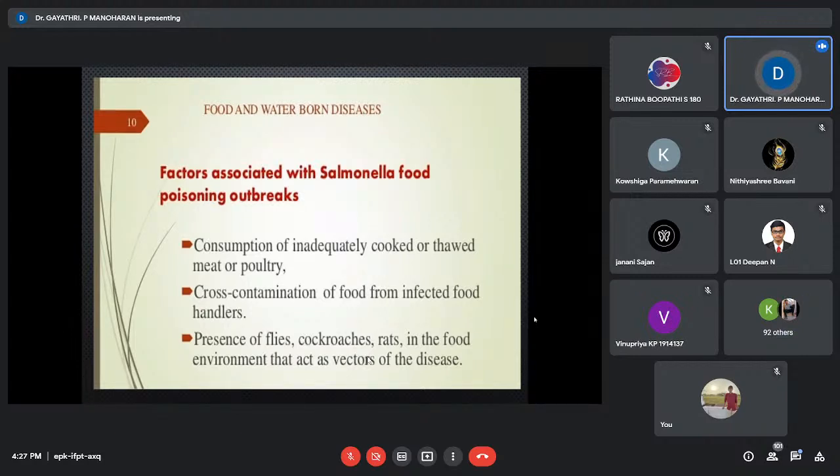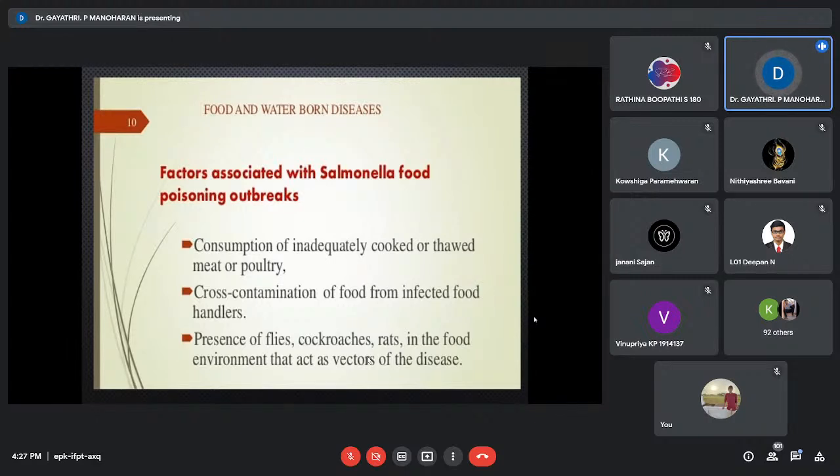If you look at the sources, it is the consumption of inadequately cooked or thawed meat or poultry. So when we take meat or poultry foods, that is non-veg foods, we have to cook them properly and wash them properly. Already we know how to wash chicken and all by using curd, salt, and what are the others?